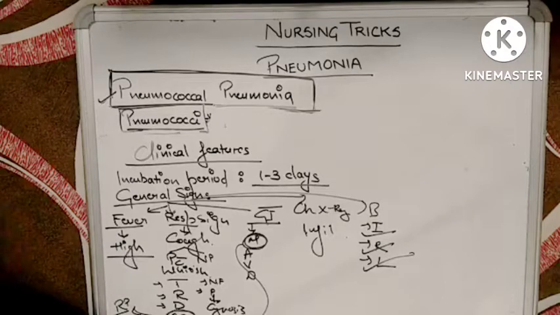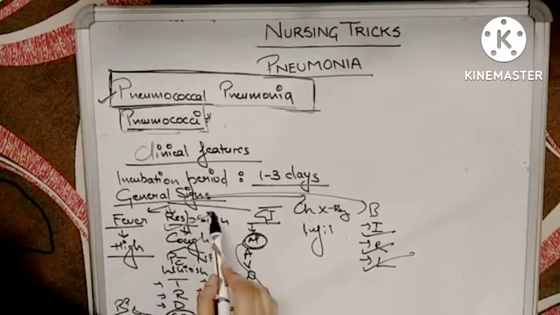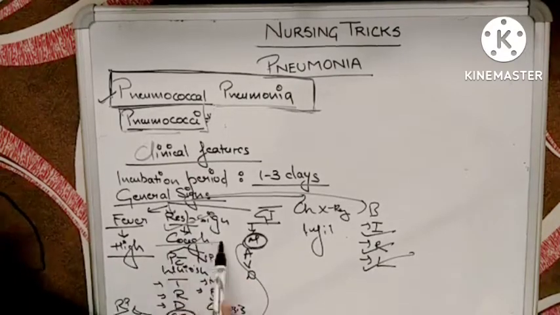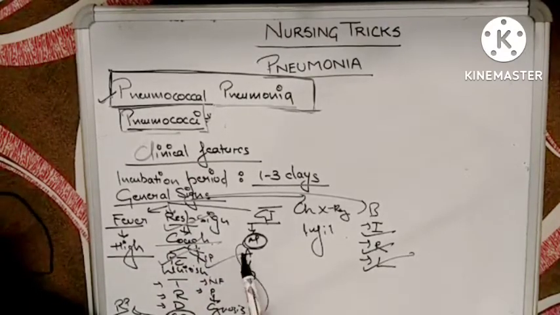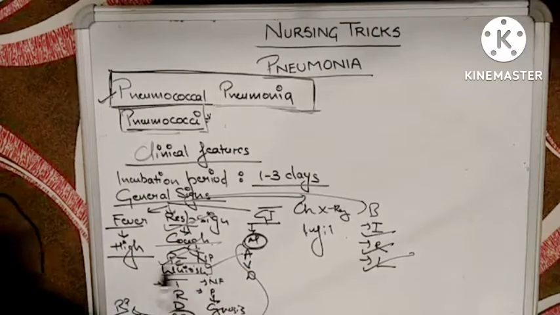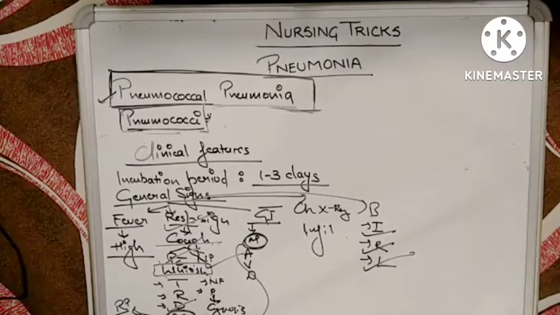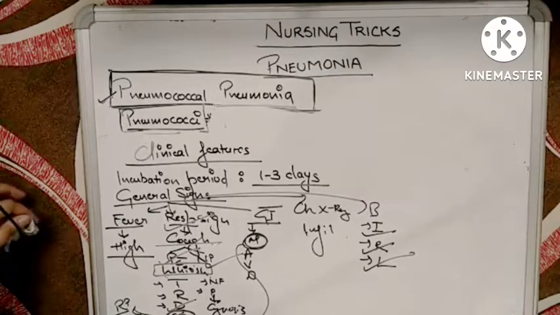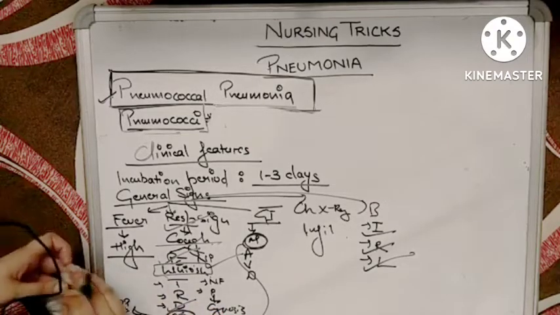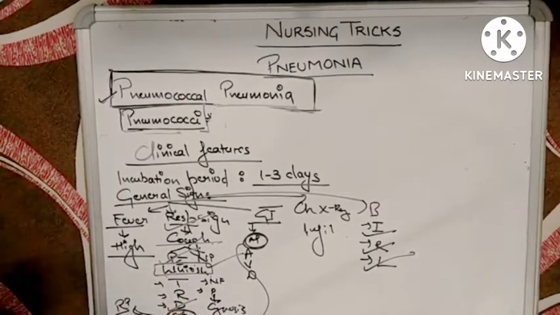So we have seen the child will have fever, and that will be quite high. The child will have respiratory signs, in which there can be cough, which can be productive or non-productive. If it is a productive cough, it will be whitish. Then tachypnea, rhonchi, dyspnea, chest pain, retractions, and nasal flaring are the general signs of pneumonia.